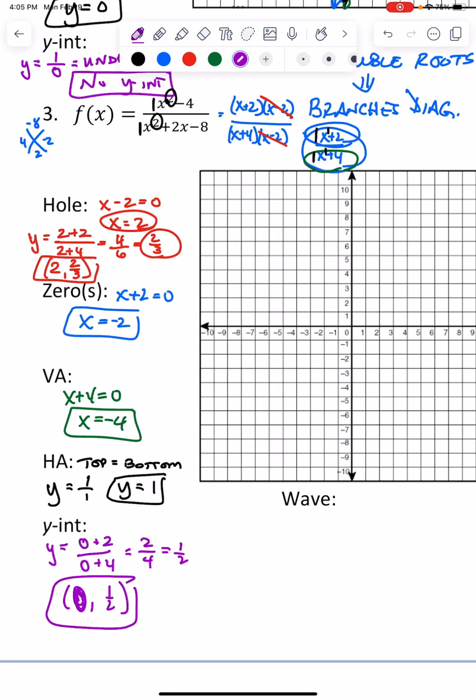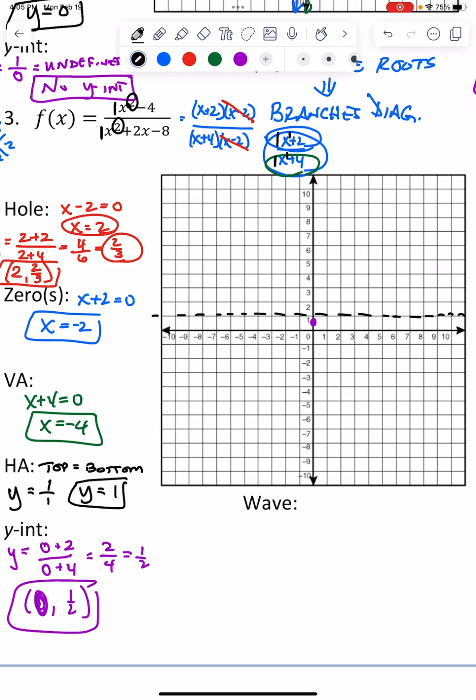So y-intercept 0, 1/2, right there. Horizontal asymptote at y equals 1. Okay, vertical asymptote at x equals negative 4. Zeros at x equals negative 2. And then there's a hole at 2 comma 2/3. So 2 at 2/3, somewhere up in there.